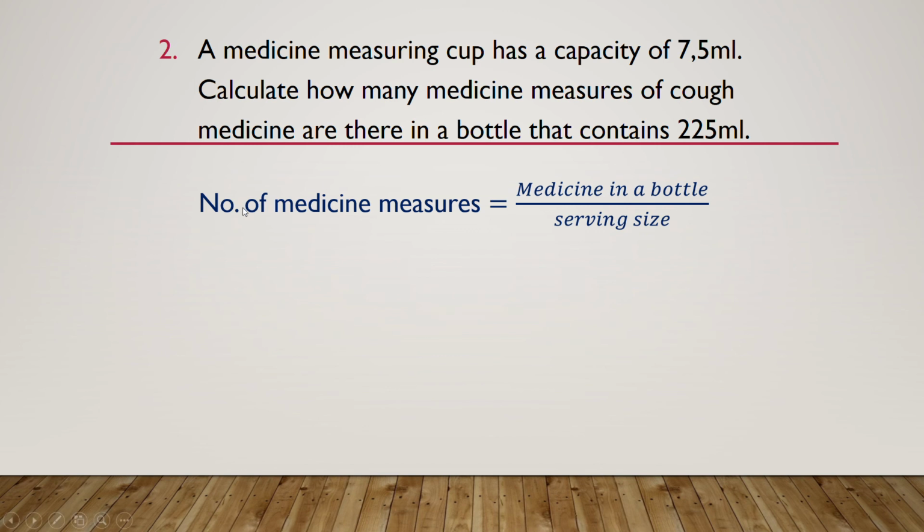So I'm going to say the number of medicine measures is equal to the medicine in the bottle divided by the serving size. And if I calculate that, I'm going to get that there are 30 measurements possible in that bottle. So I'm going to be able to have 30 servings of medicine from that bottle.